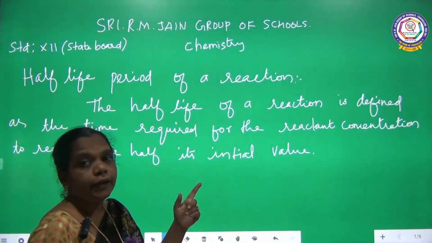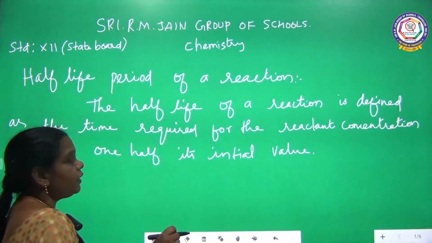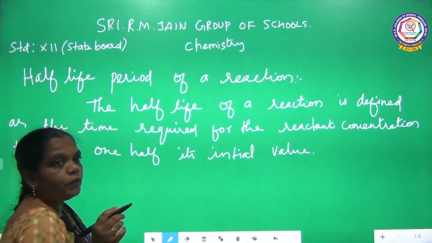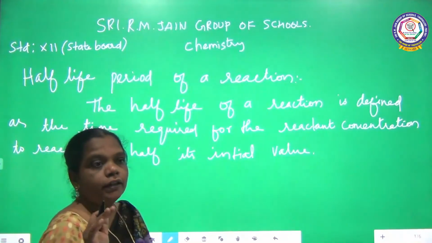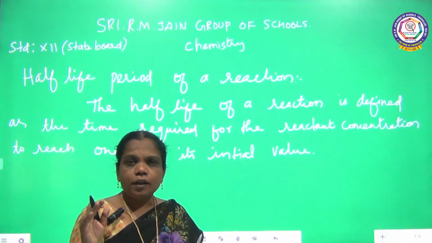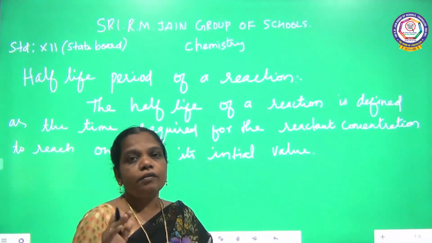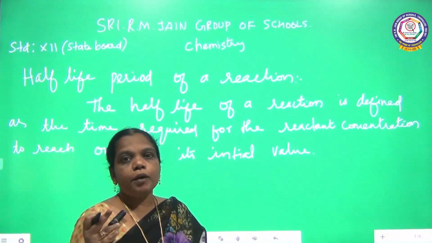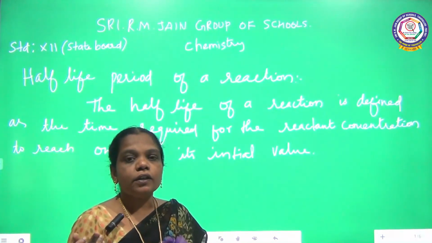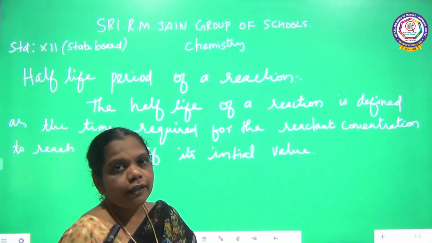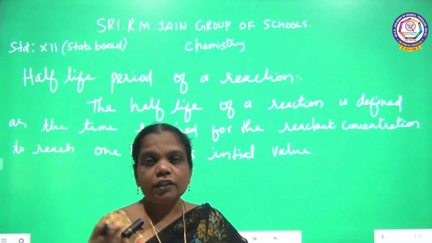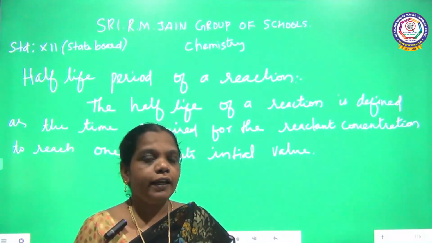So, the time required for the reactant concentration to reach one-half of its value. We need not wait until the end of the reaction to find the rate. If the reactant concentration has reached half of its initial value, from that we can calculate the half-life period. This is significant for finding the rate of a reaction. Now, we are going to relate the first order equation with the half-life period.